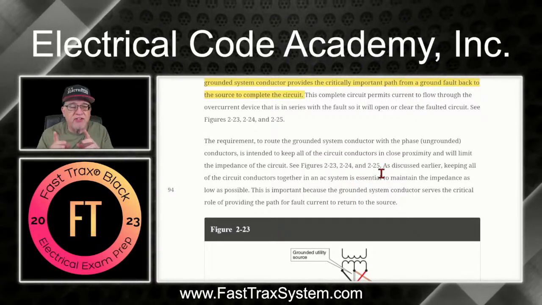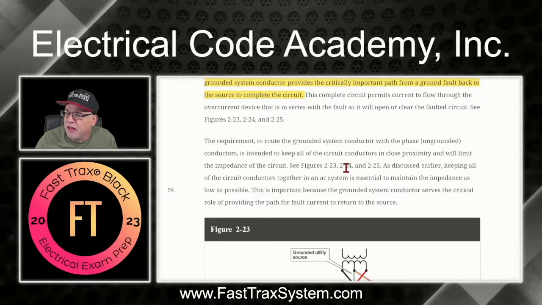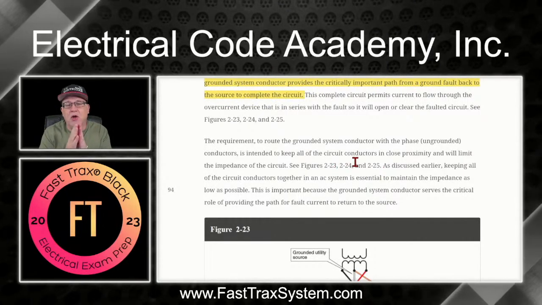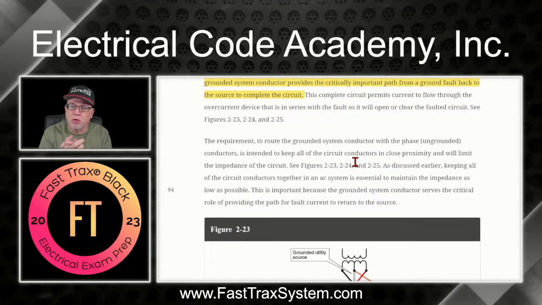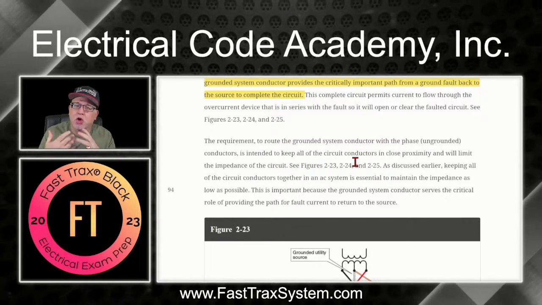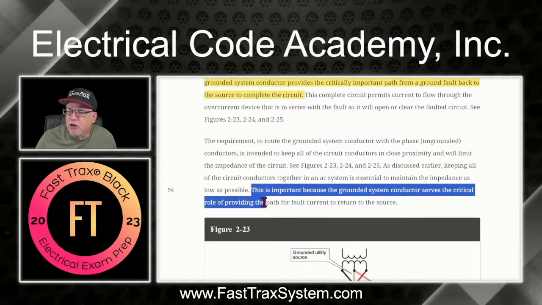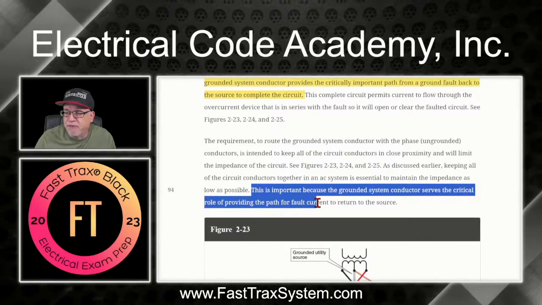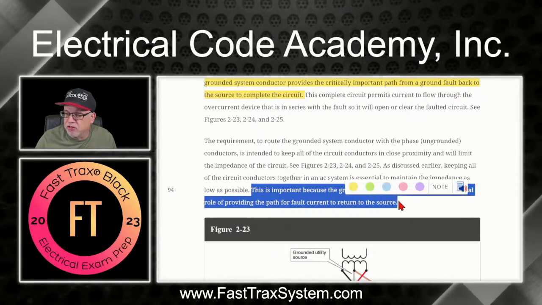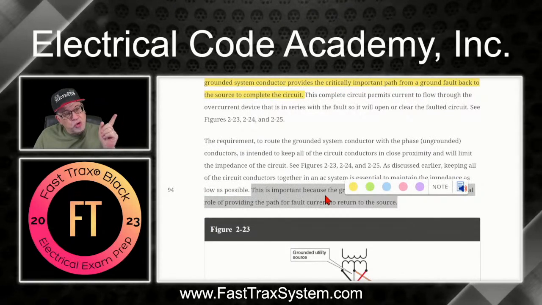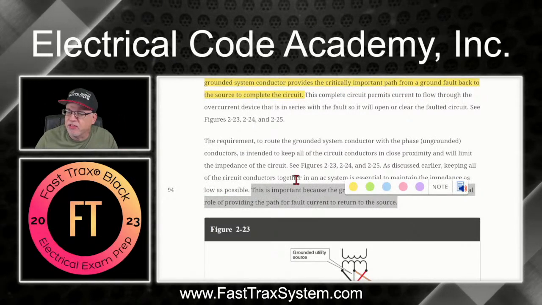And we would have discussed this early in this course, that it's essential to maintain that low impedance in order to make sure that the overcurrent device clears quickly, to eliminate that hazard. This is important because the grounded system conductor serves a critical role in that fault current path. Absolutely, it does, all the way back to the source of the system.